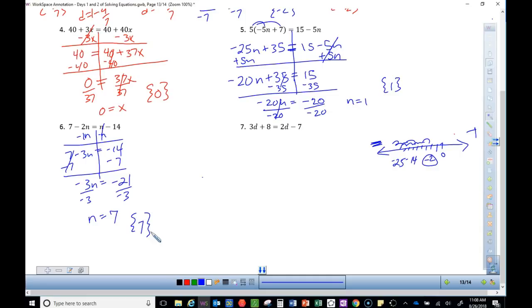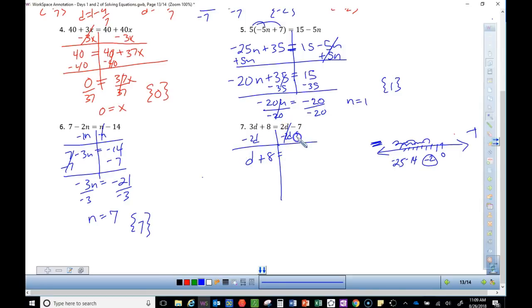Okay. Number 7 also doesn't have distributing, and it also does not have like terms on the left or on the right. So we can move our variable to one side. I'm going to move the 2. 2 is a little smaller, so I'll minus 2d from both sides. That one's gone. 3 minus 2 gives me just 1d.